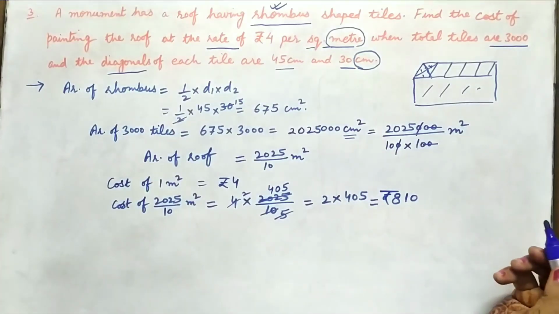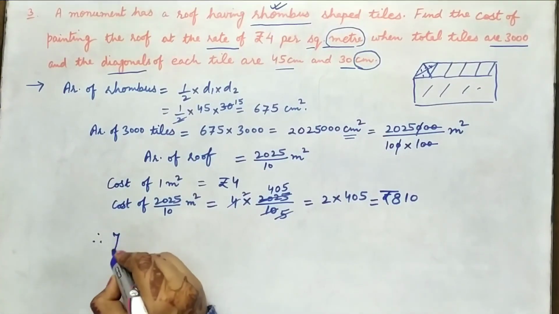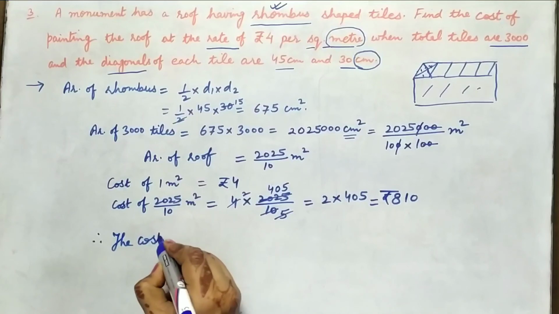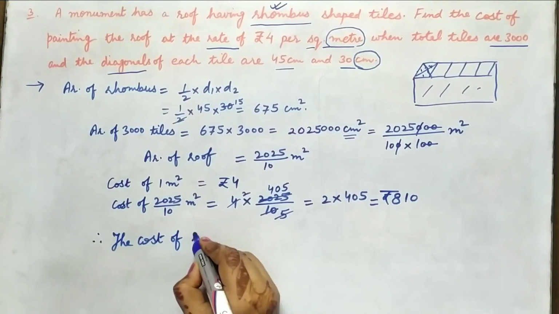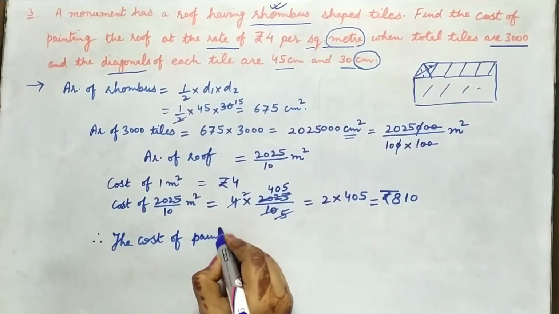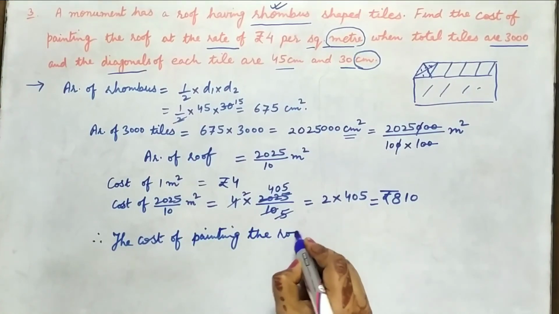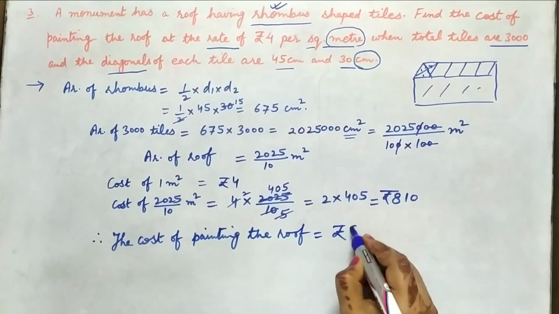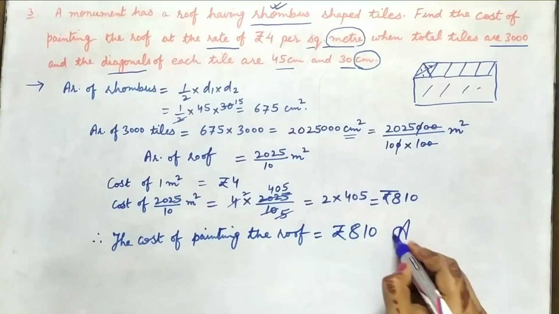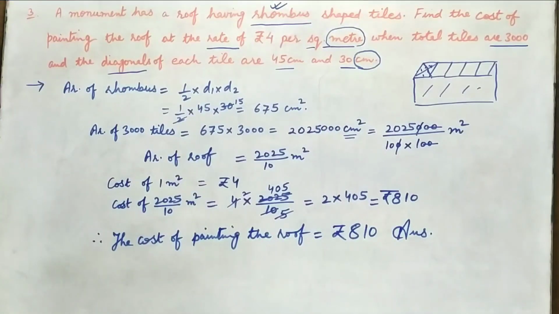Cost is in rupees. Therefore the cost of painting the roof is rupees 810. This is the answer. So friends, you see the areas and these quadrilaterals, they are very important in our daily life problems. Hope you understand the sums well.